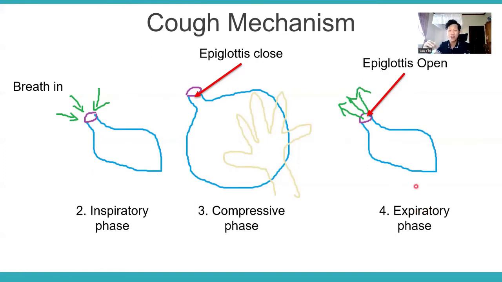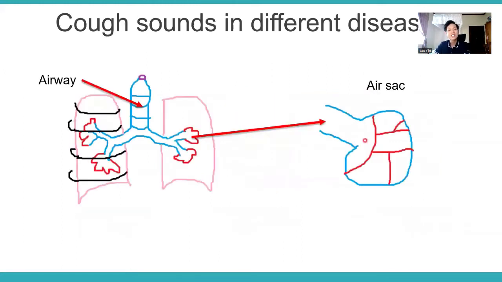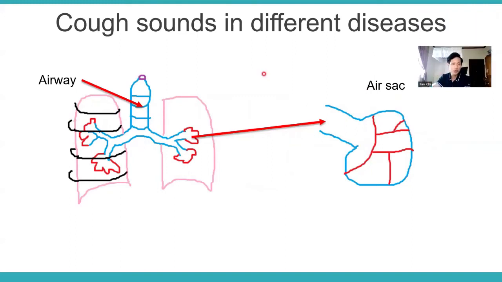The velocity of air can be up to 100 miles per hour. It's faster than a basketball. Okay, that's the cough mechanism. Now, the cough sounds in different diseases. Remember that the lung has two main parts, the airway and the air sacs. So this leads to four main problems. For the airways, we have narrowed and widened airways. For the air sacs, we have a stiff lung and a fluid-filled lung.